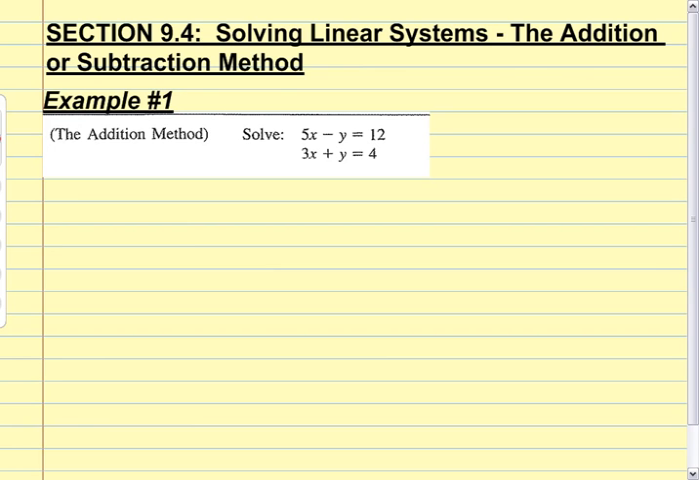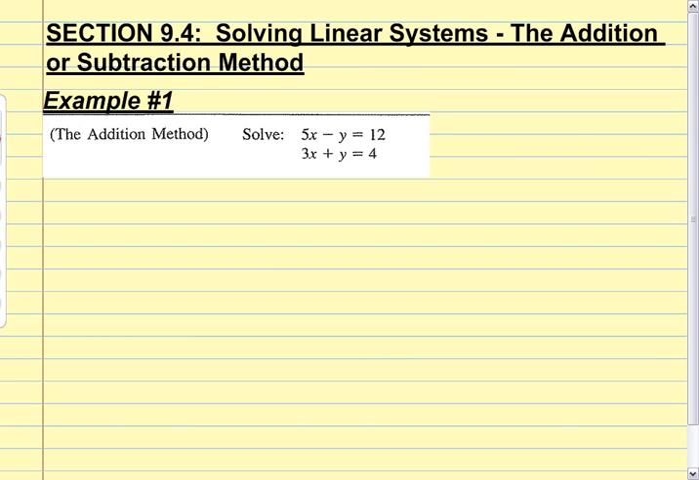So we're going to talk about this one today. Some people call it linear combinations, some people call it the elimination method. This book calls it the addition or subtraction method, okay? And so let's look at the first example here. It's called the addition method, and they've given us two equations, okay?